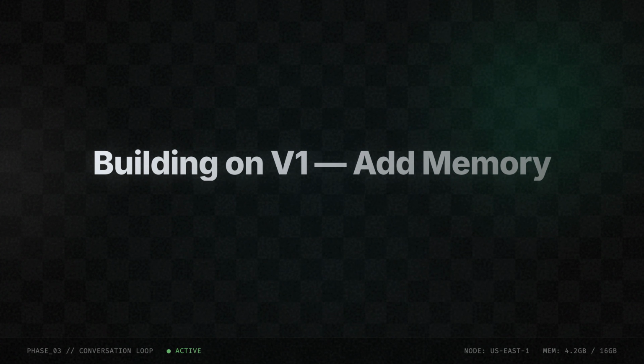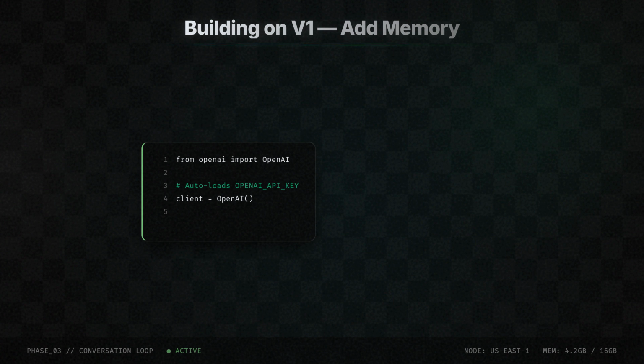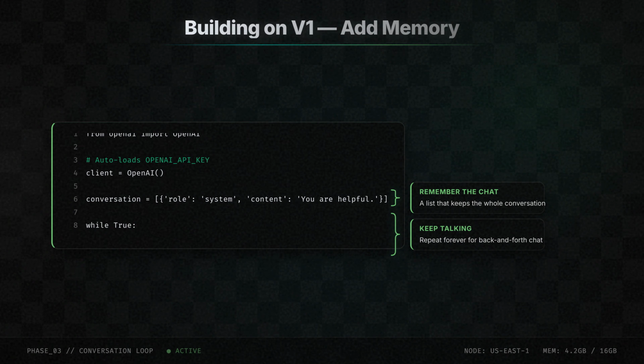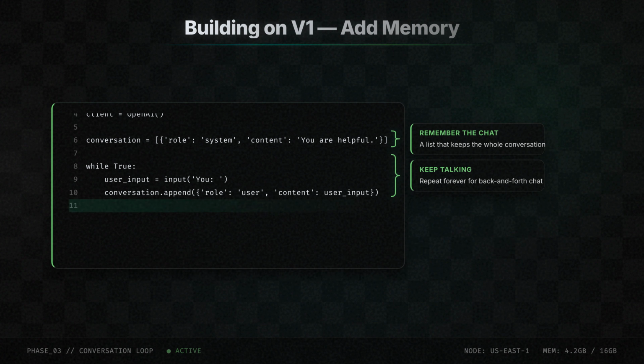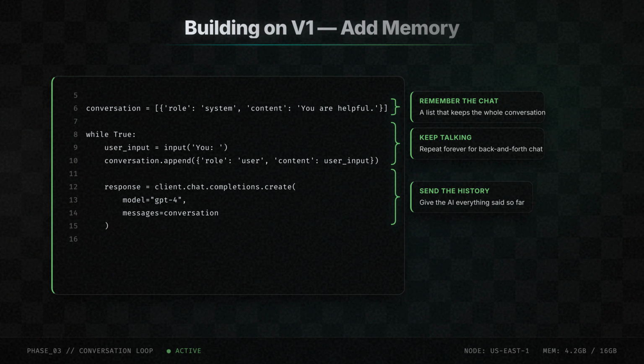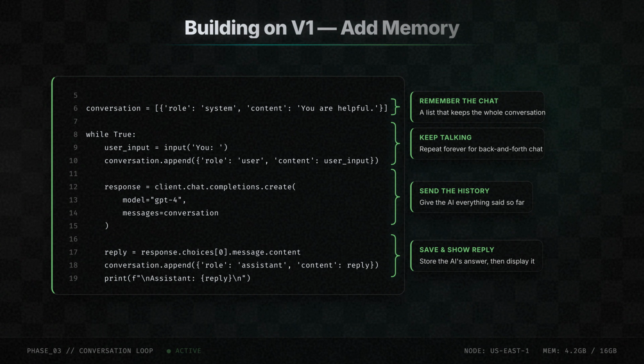Let's give our bot memory so it can hold a real conversation. First, a list that remembers the whole chat, starting with a system message. Then a loop, so you can keep talking. Each turn, we add what you type to memory. We send the whole history to the AI, so it remembers everything said so far. Then we save its reply back into memory and show it on screen.